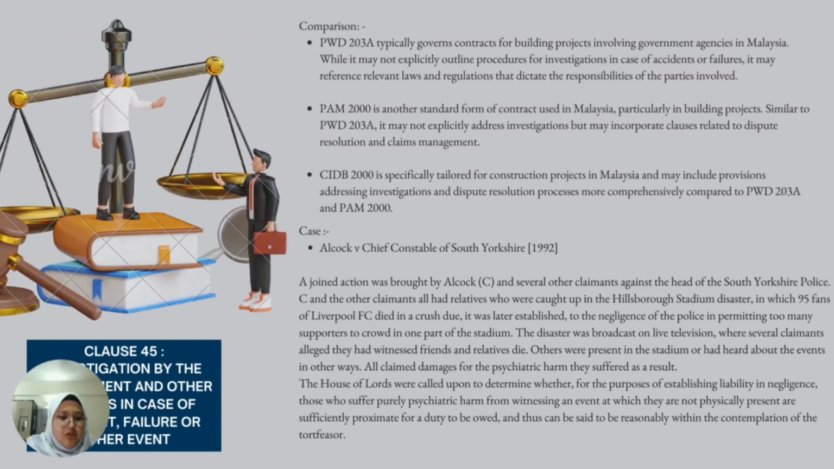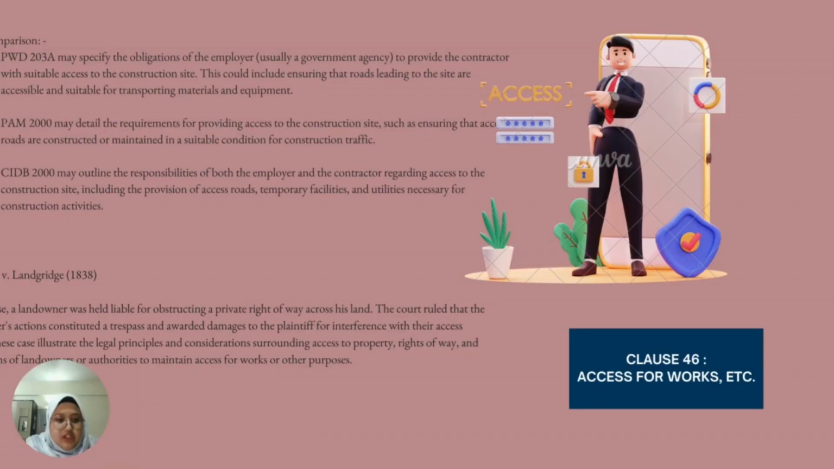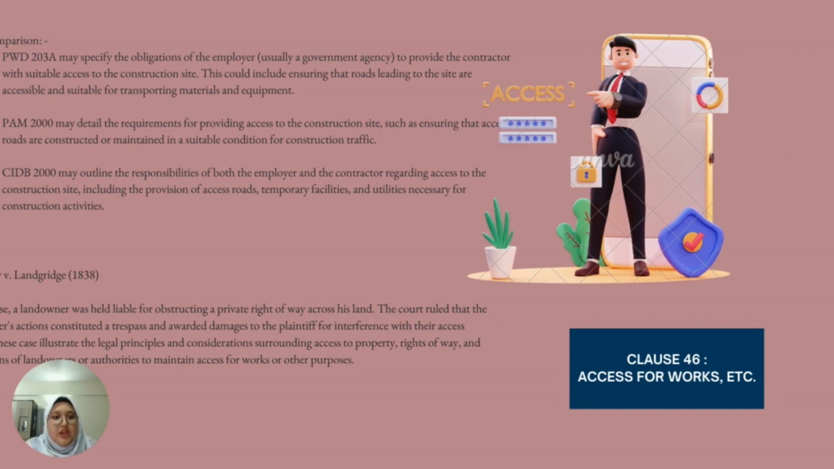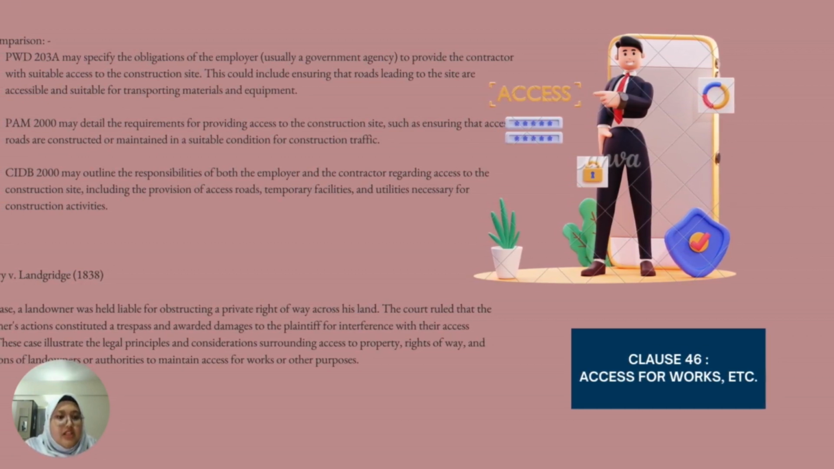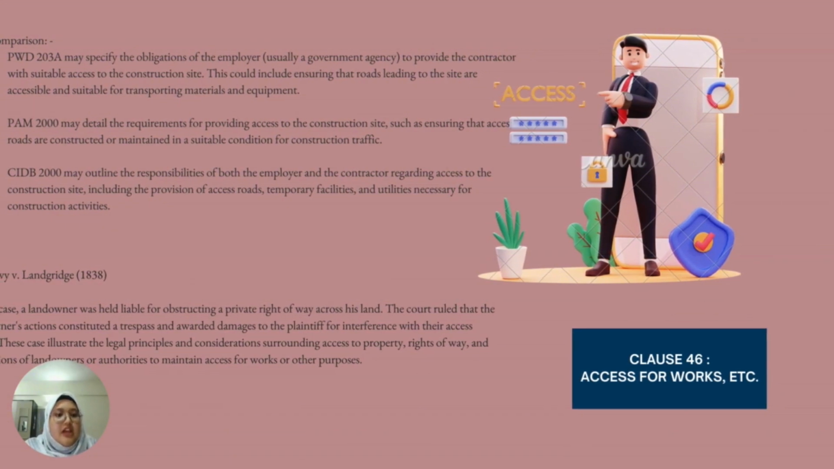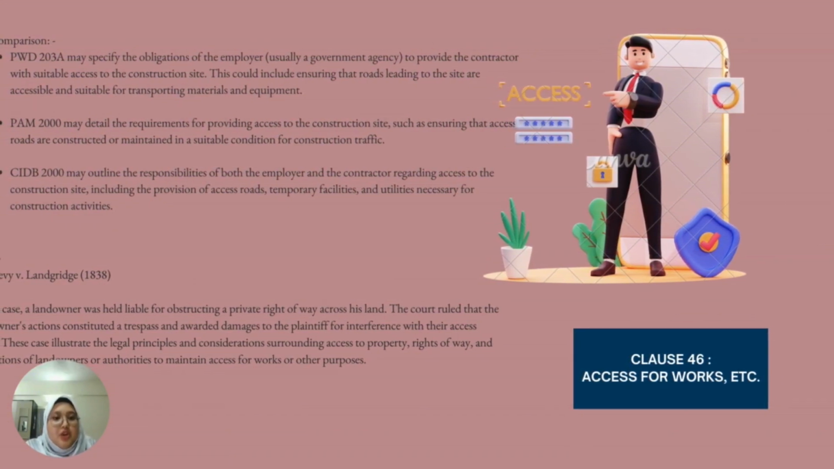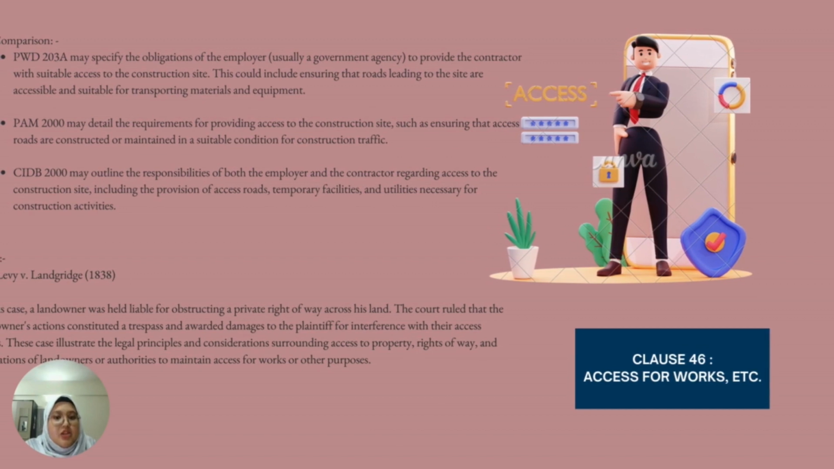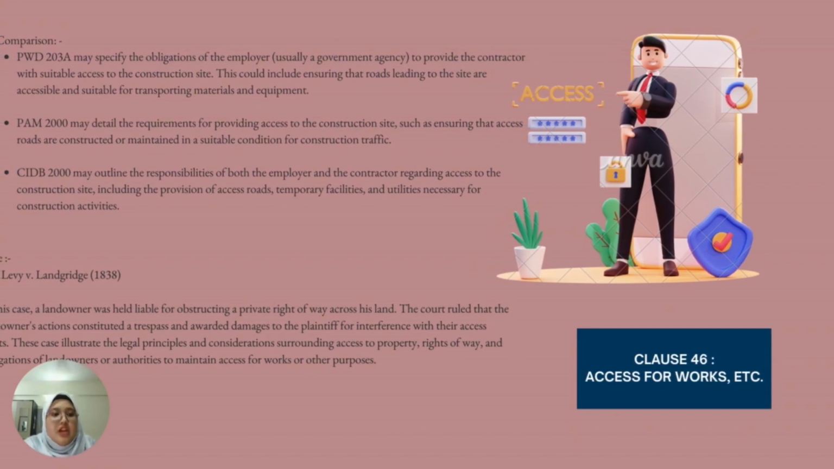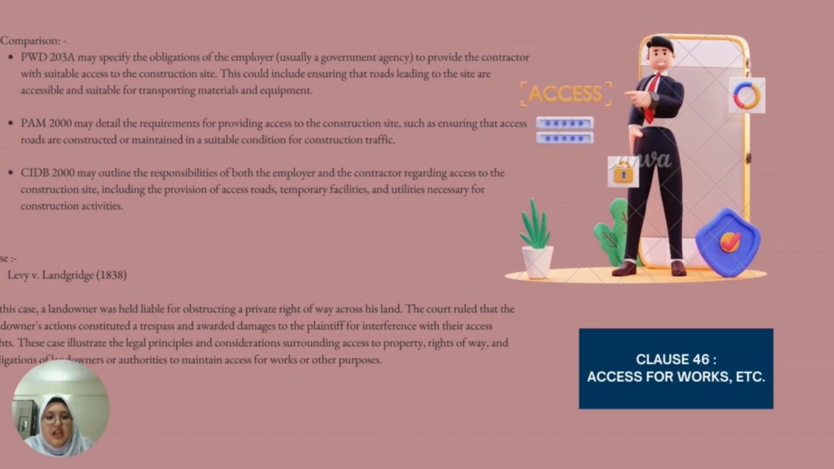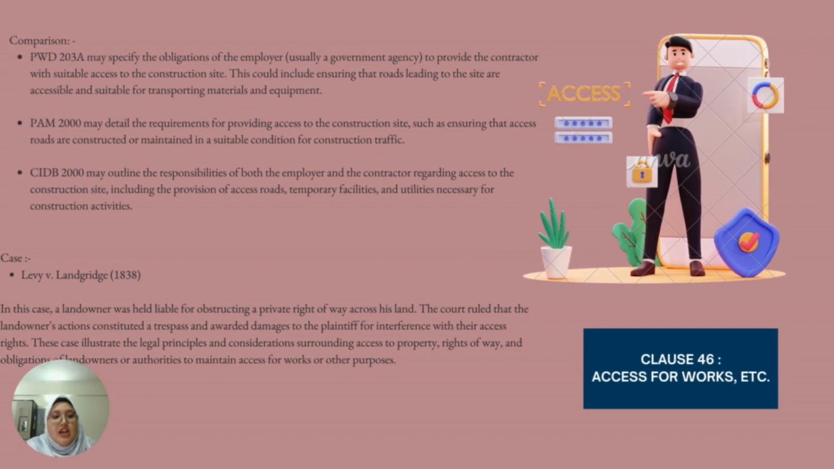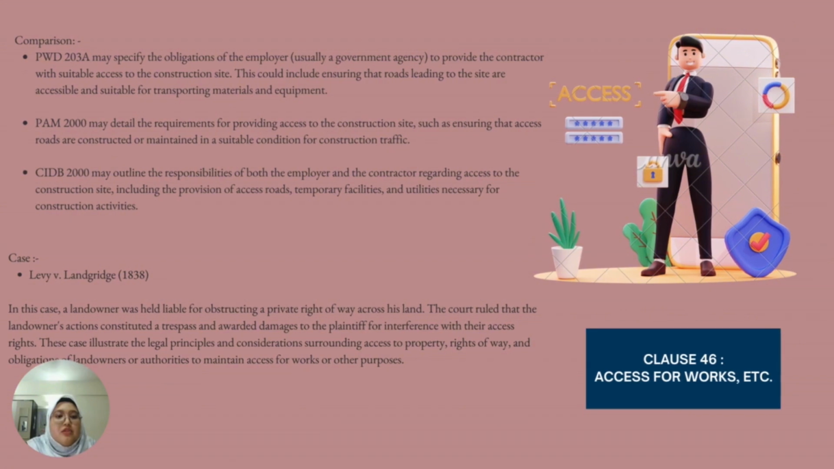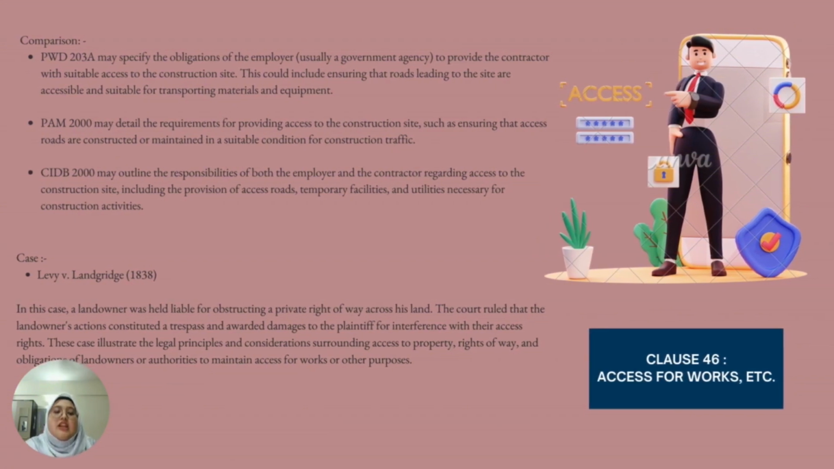So next is clause 46, access for works etc. For the comparison, PWD 203A may specify the obligations of the employer, usually a government agency, to provide the contractor with suitable access to the construction site. This could include ensuring that roads leading to the site are accessible and suitable for transporting materials and equipment.